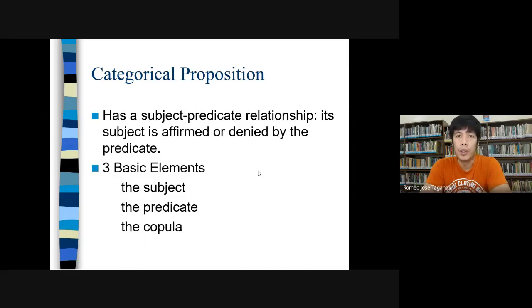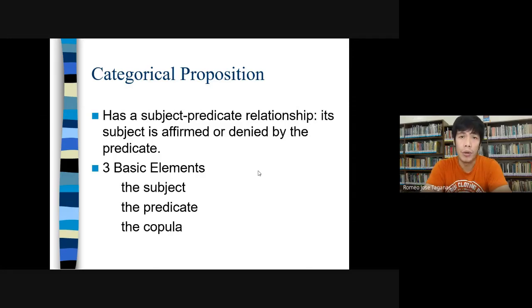In this video, we are going to talk about categorical propositions. Previously, we have enumerated the different kinds of propositions. Remember that propositions are expressed judgments, and judgments are statements that affirm or deny something. So, what is presented in the video, as you can see, is a definition of a categorical proposition. It has a subject and predicate relationship, wherein the subject is either affirmed or denied by the predicate.